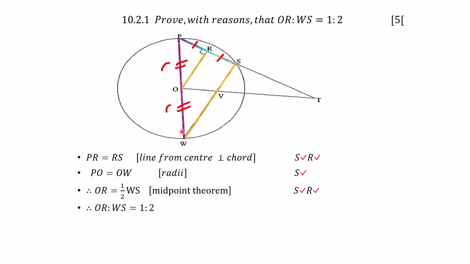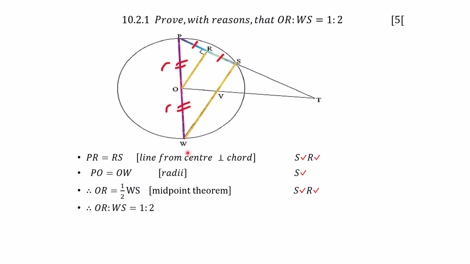Middle to circumference, radius. So I assume you know PO must be the same length as OW. Right? So PR equal RS, PO equal OW. So they're in proportion to each other.